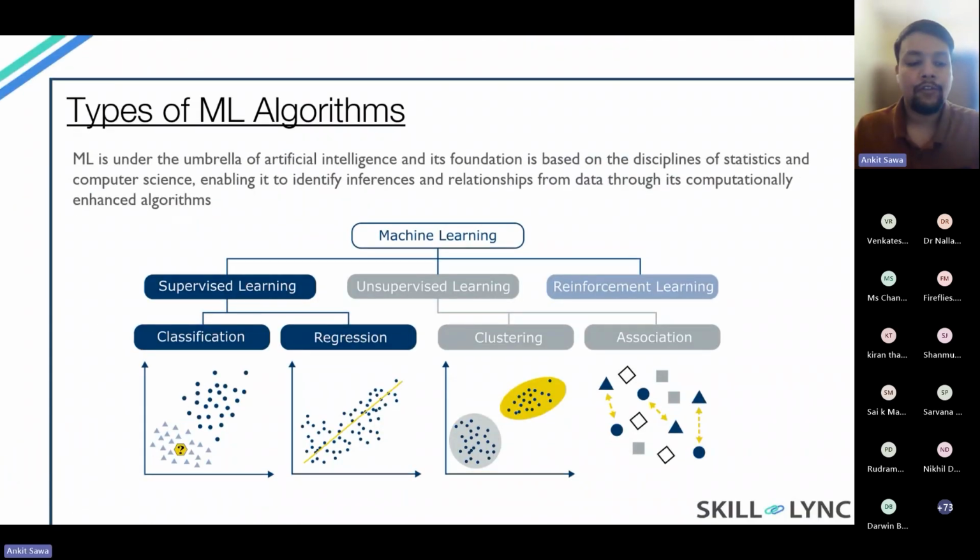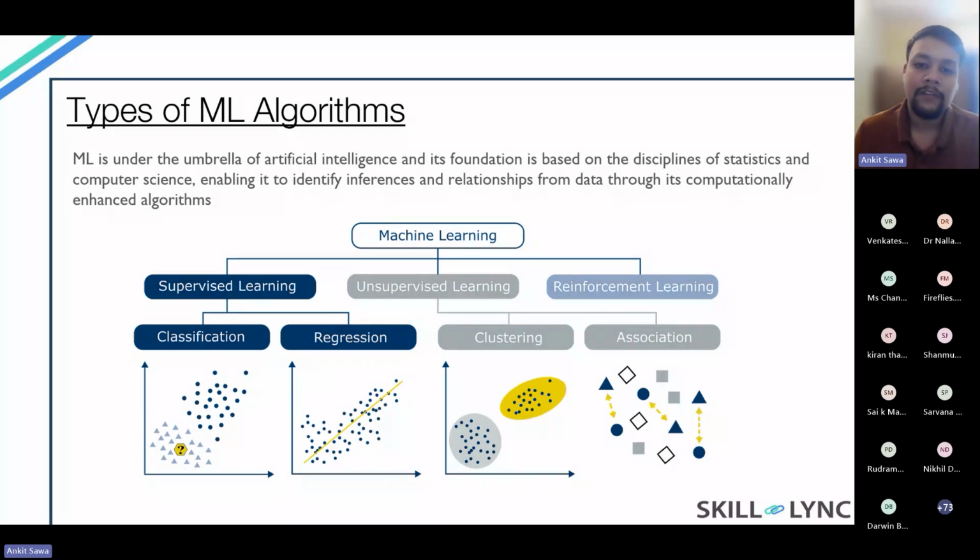So what are the different types of machine learning algorithms that we see commonly today? Again, just reiterating, machine learning is an umbrella of artificial intelligence, and its foundation is based on the disciplines of statistics and computer science. So we just saw how computer science is used to write a particular programming language, define data structures. Now, when we join that particular vertical with knowledge of statistics, right, then we basically create machine learning algorithms.